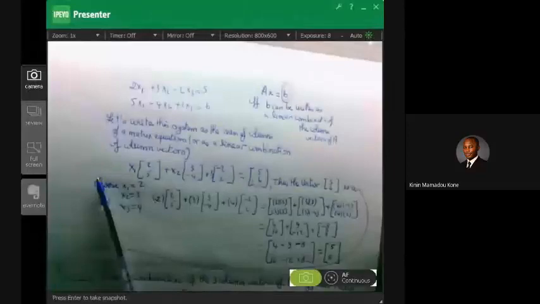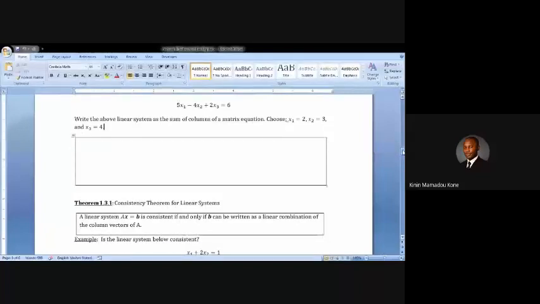Let's go back to the note. Theorem, consistency theorem for linear systems. A linear system AX equals B is consistent if and only if B can be written as a linear combination of the column vectors of A.